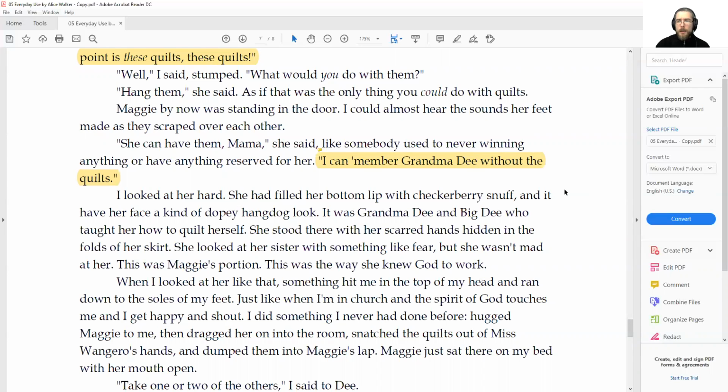Now, Maggie comes in and shows how willing she is to be deferential. She says Dee can have them, like someone used to never winning anything or having anything reserved for her. I can remember Grandma Dee without the quilts. So she's willing to give them up. She's at peace with having almost nothing. But the mother looks at her and says, you deserve them. This one time, I am going to give you what you want rather than giving Dee what she wants.